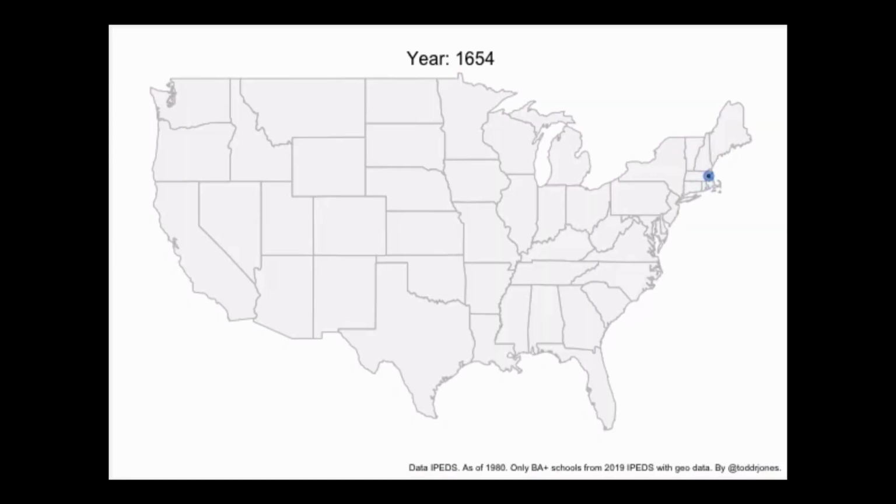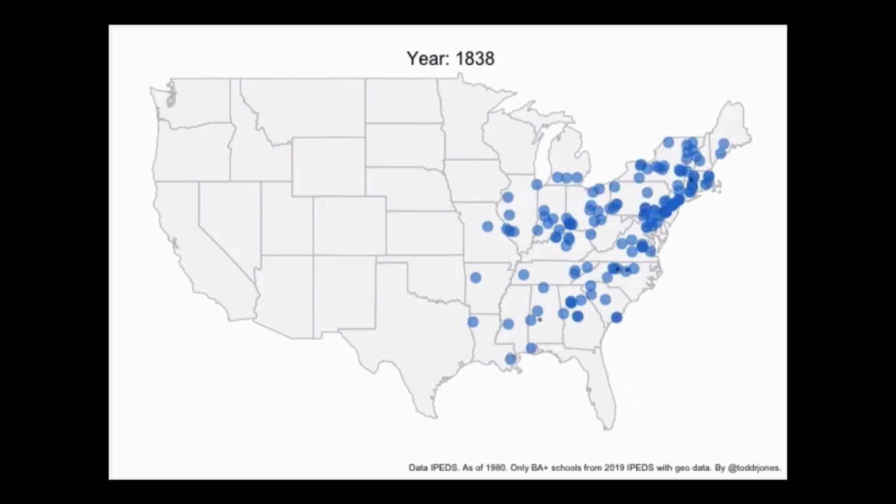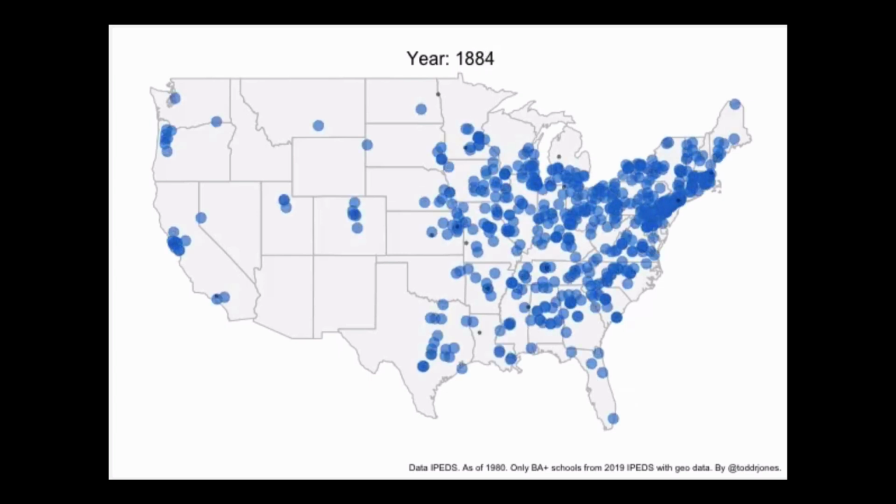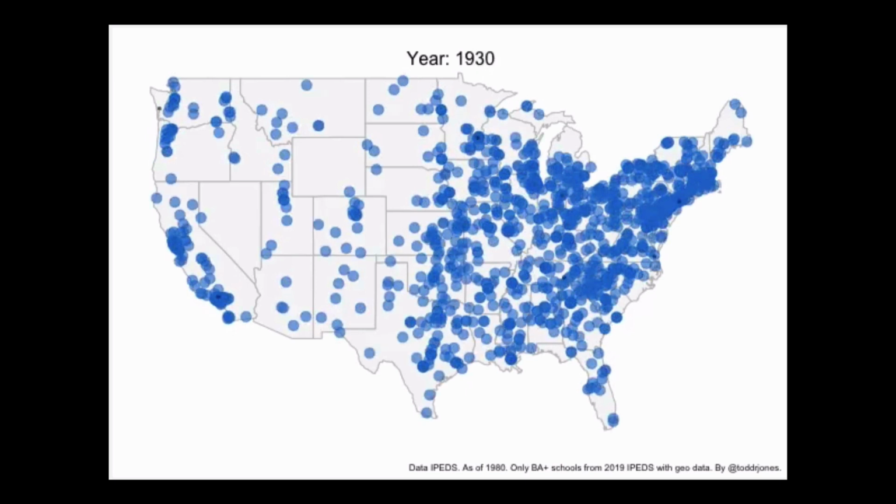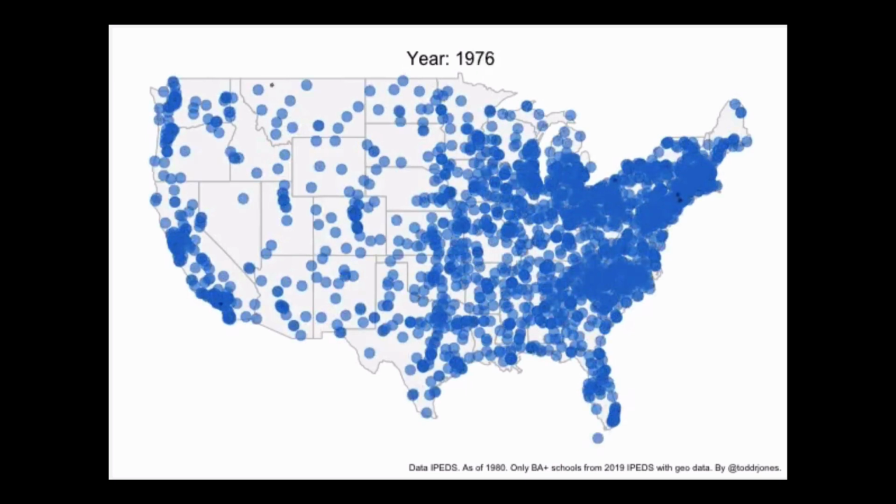So I love this one. What it does, it plots the number of college and university openings from year to year. And you can see at the beginning slowly going up, mainly in the east coast of the US, a few in the west coast, and then boom, over the past 50 years, it's really shot up. Love it. Cheers, toddrjones.